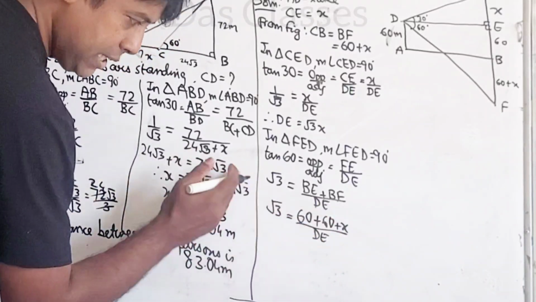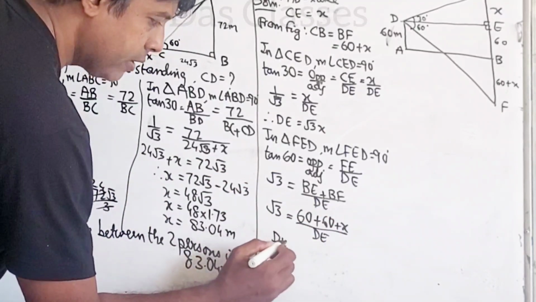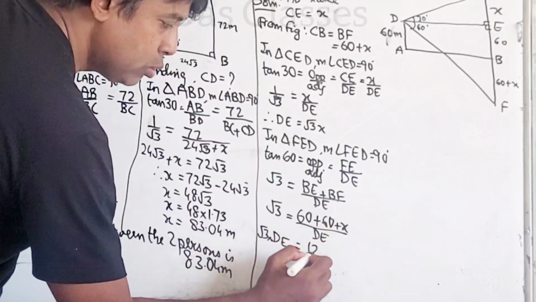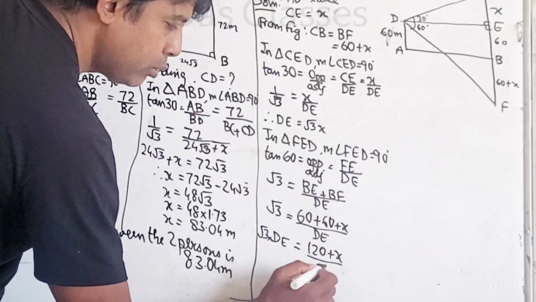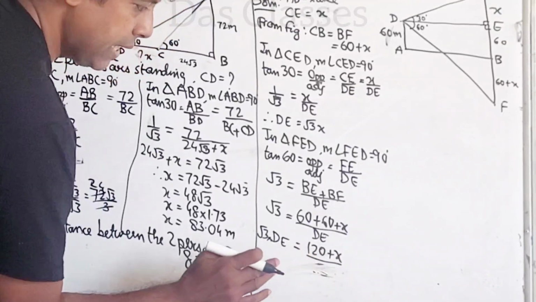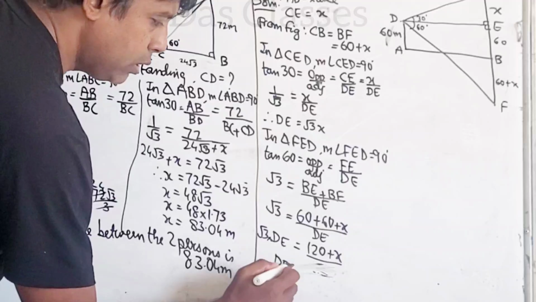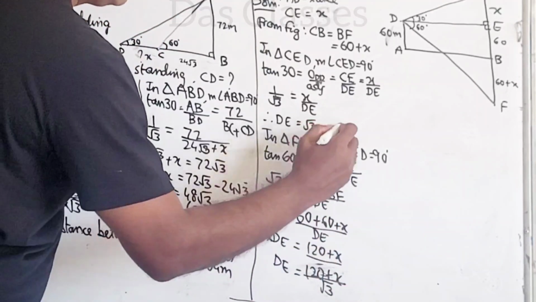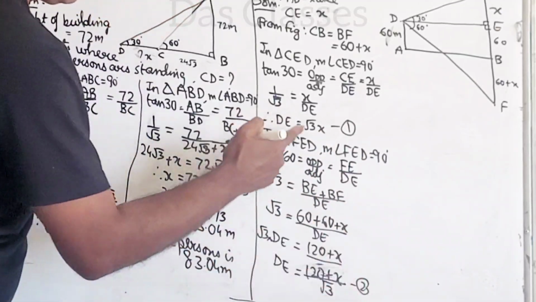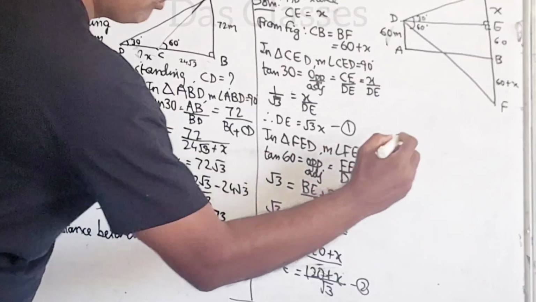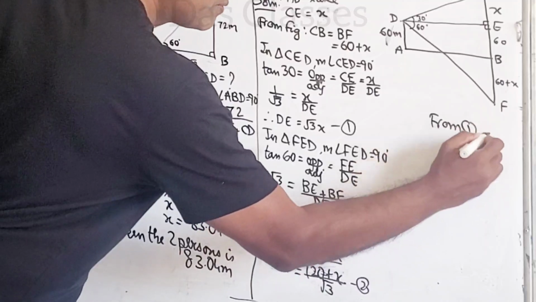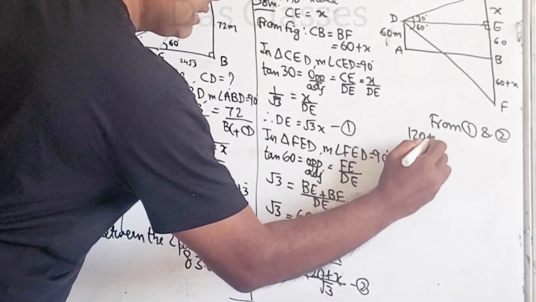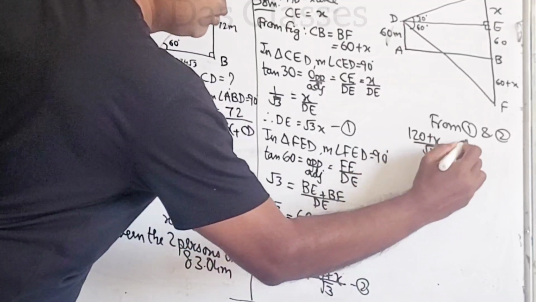Now you just cross multiply, it comes this side, so it will become DE. I'll write all the steps. Root 3 into DE is like term, 60 plus 60 is 120 plus X. So DE is going to be equal to 120 plus X upon root 3. Let us give this number 1 and this as 2. Both are the same value of DE. So from 1 and 2, I can equate them. So 120 plus X upon root 3 should be equal to root 3x.